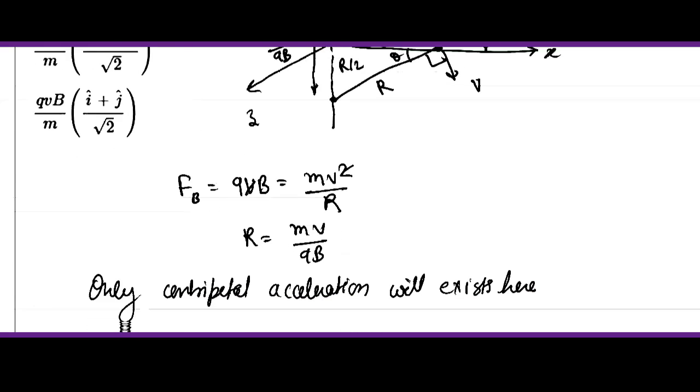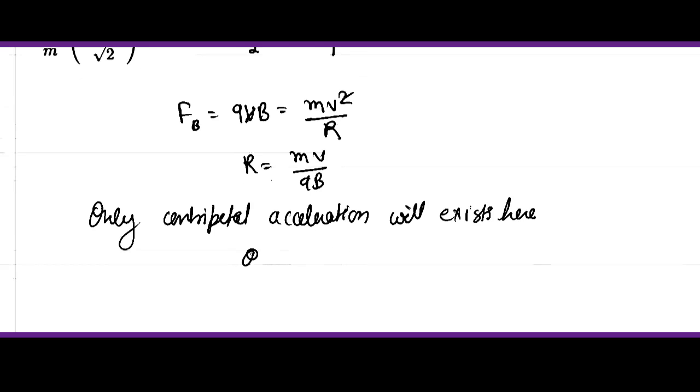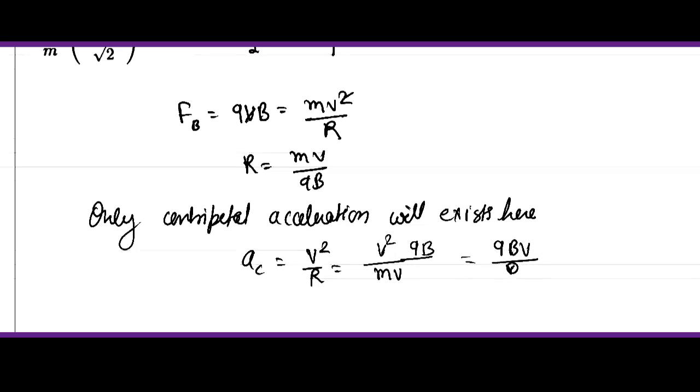Okay, so you can see here we already calculated the centripetal acceleration. The centripetal force is qvB, and that is equal to mv square by r, and we got the r as this. So if you put the value of v square by r, you will get the centripetal acceleration, where v is this and r here is this. So this will be the acceleration, and now it will act toward the center, right?